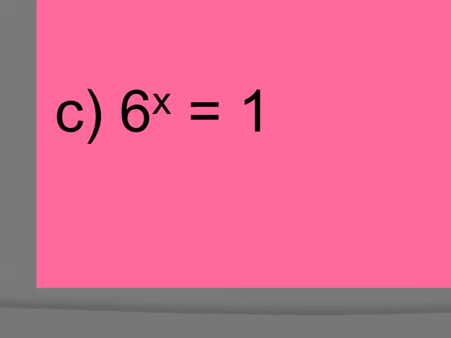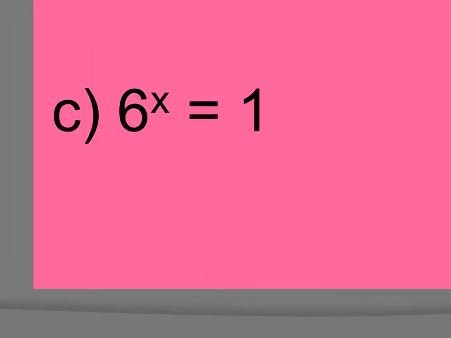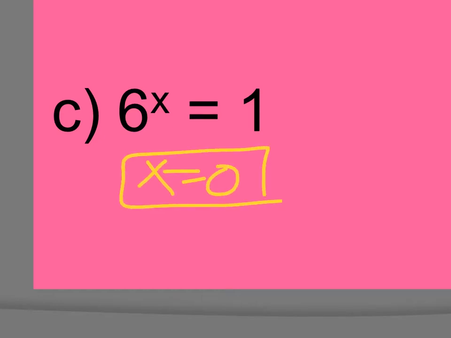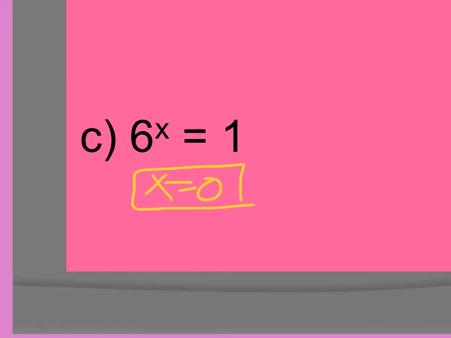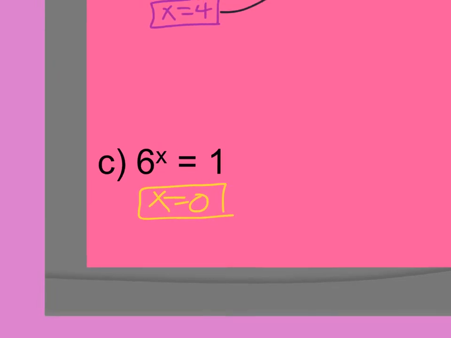Okay, and then C, 6 to the x equals 1. What do I have to raise 6 to get it to be 1? 0. And like I said, there's no way to work that out. That's straight memorization. You got to know it. Still good? Yeah? Question?